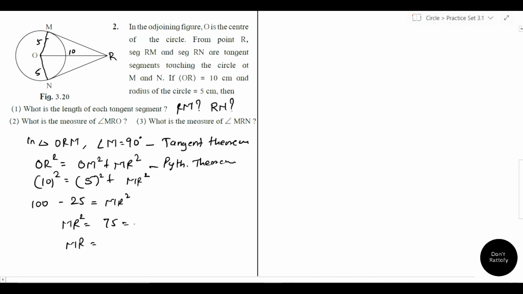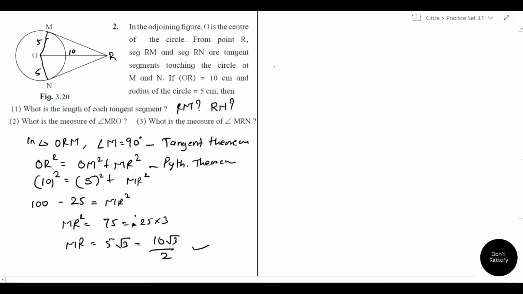So MR will be square root of 75. I can write 75 as 25 multiplied by 3, right? So the square root of 75 will be 5 root 3. In other words, I can also write it as 10 root 3 upon 2. Just for the next sum, we are writing it down. So the value of MR is 5 root 3 or 10 root 3 upon 2. We have found the value of MR.